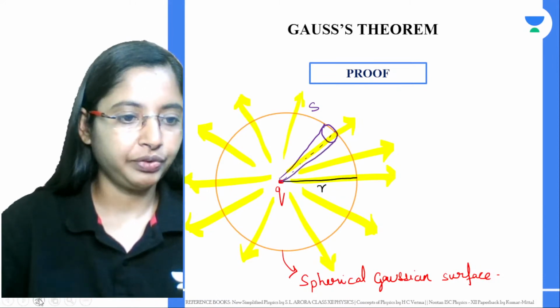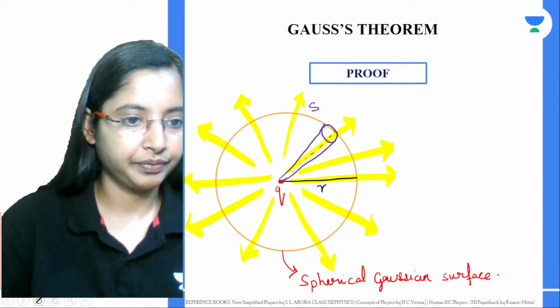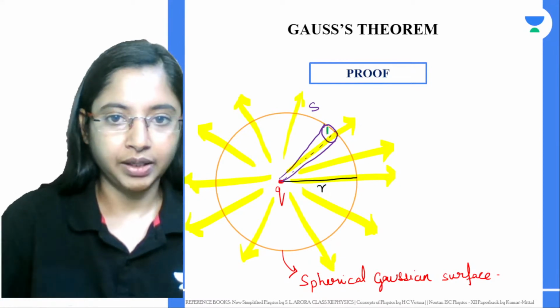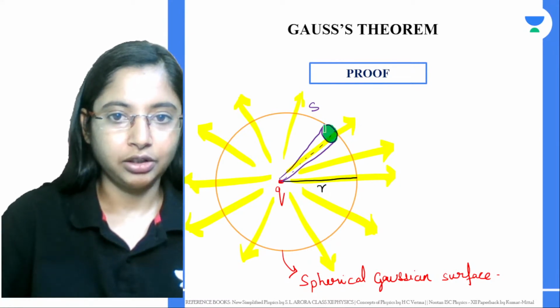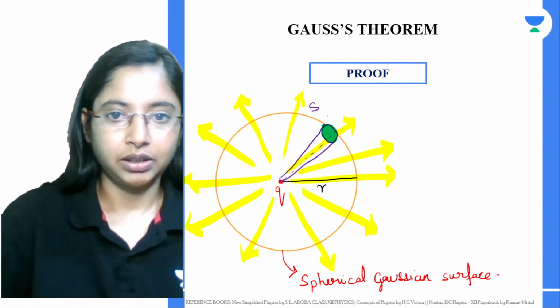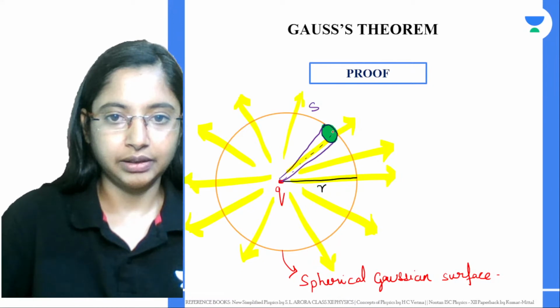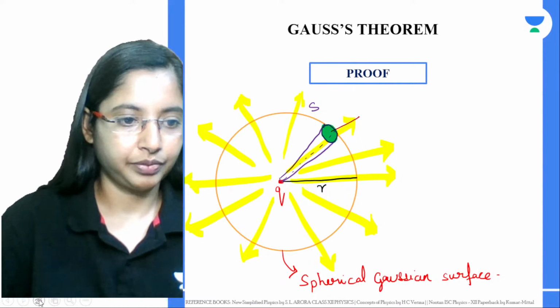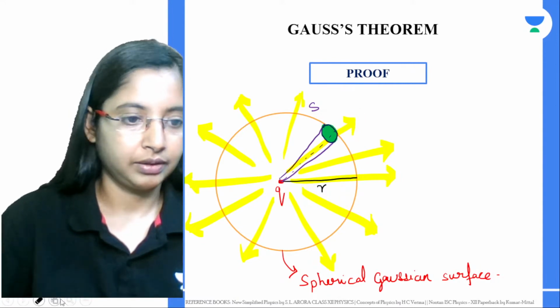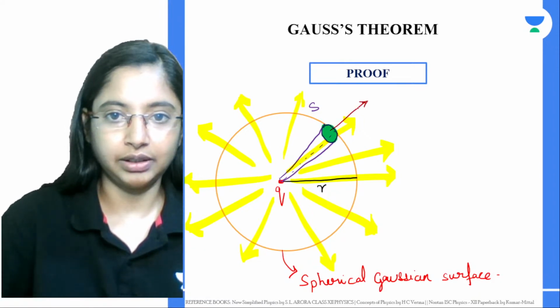So first we would draw a normal to this area. If this is the entire area I'm considering, the normal to this area will be in this direction. This is the normal. So this basically gives you your ds.